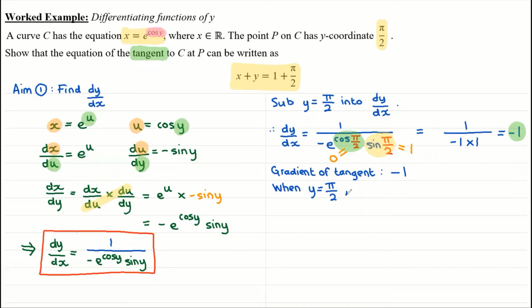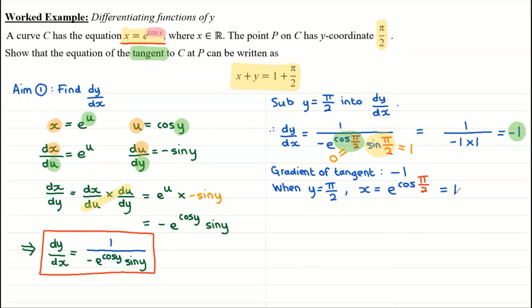Well, we go back to our original equation up here. So it's going to be e to the cosine of pi over 2. That featured in the denominator of the derivative, didn't it? We know that's 0. So it's e to the 0, which is, of course, 1. Okay, so we've got all the ingredients now. We've got the gradient, we've got x, and we've got y.